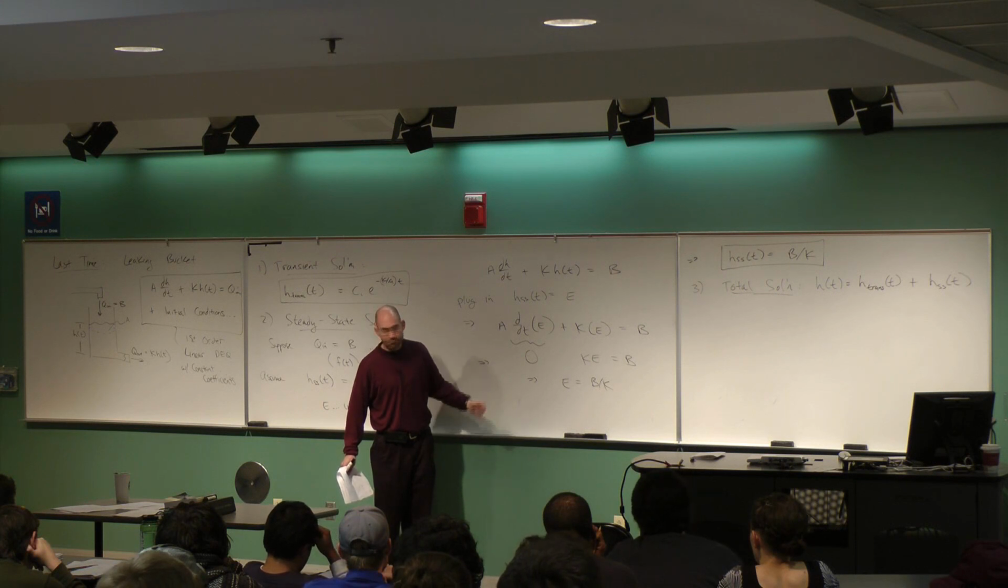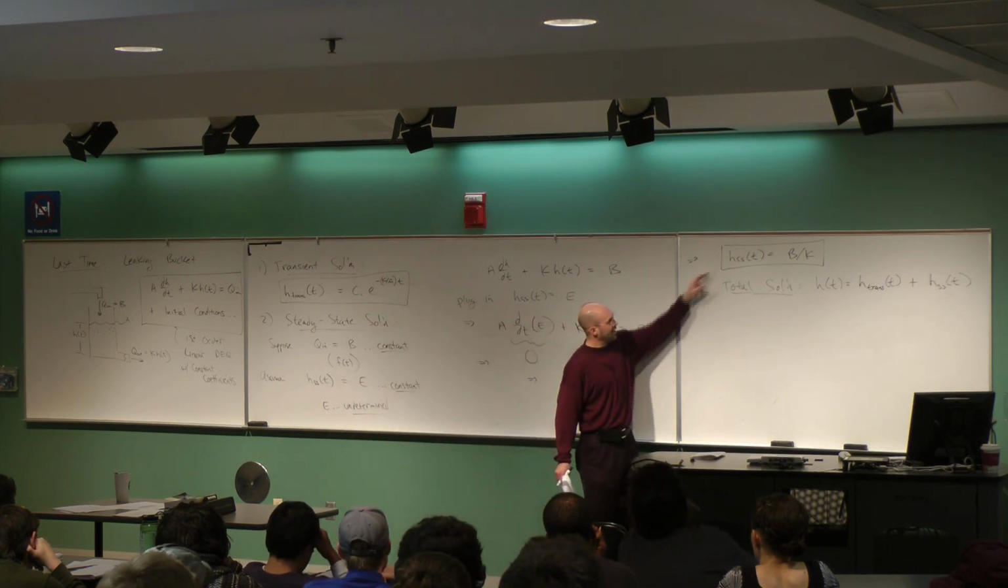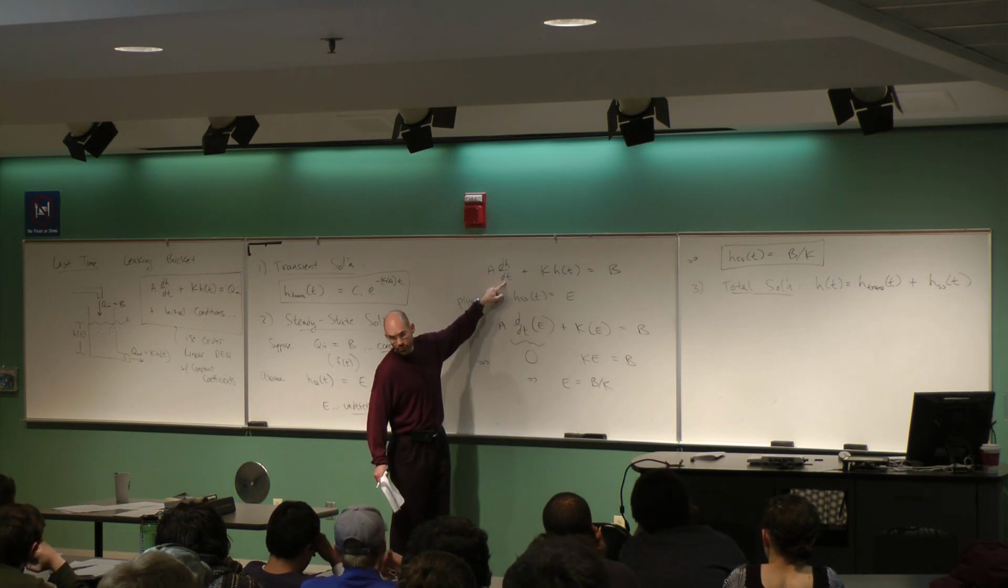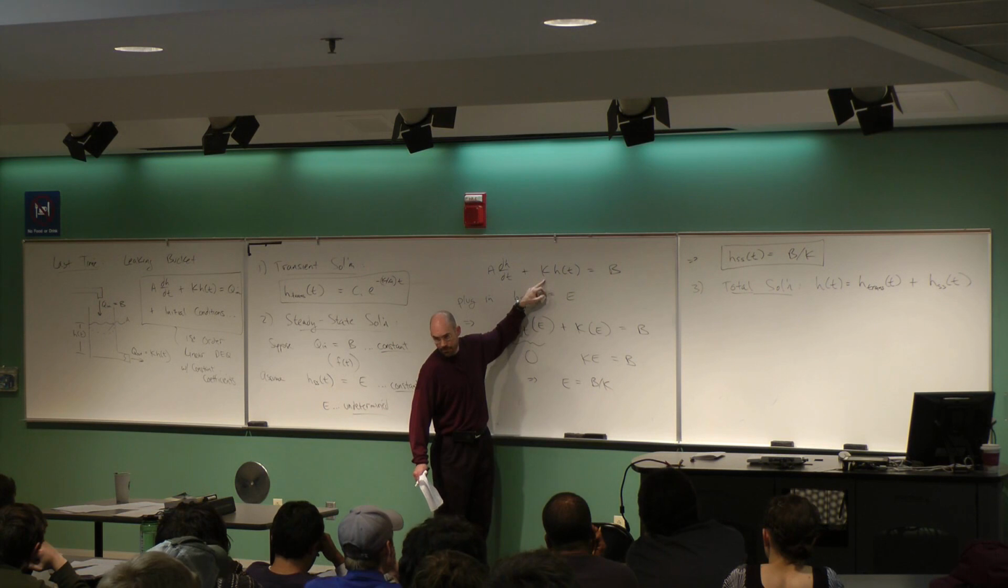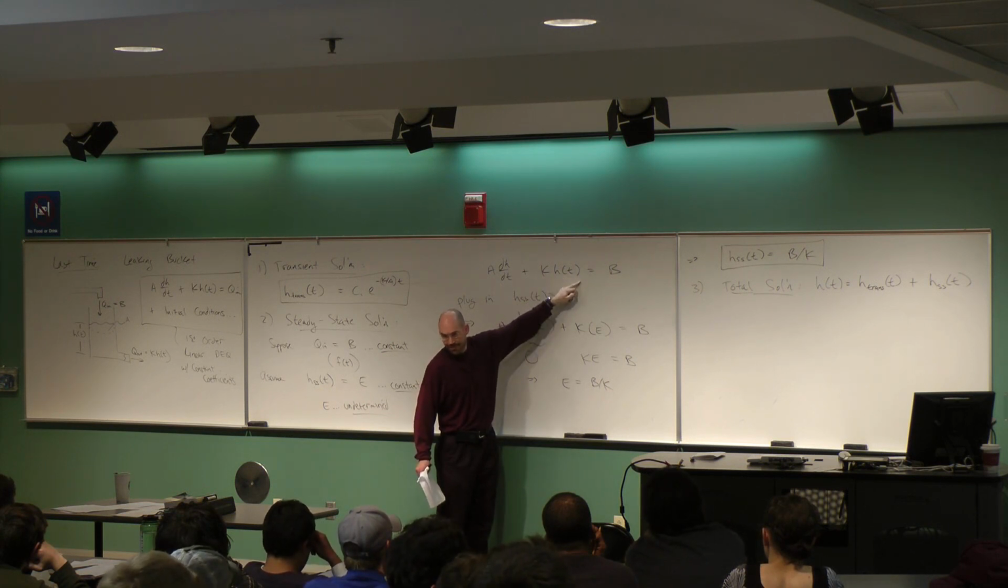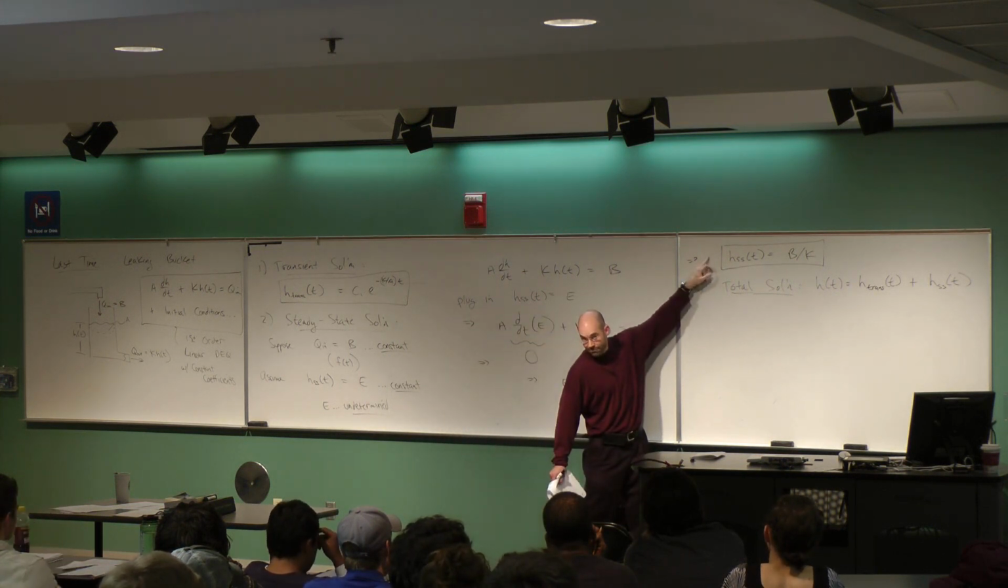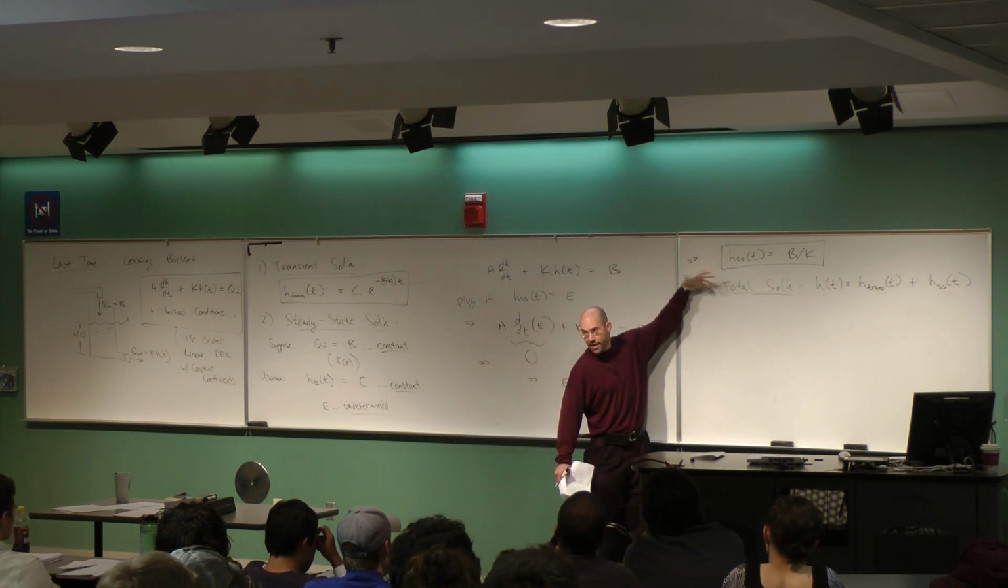Hey, we could check. Let's plug it in. A times the derivative of B over K. What's the derivative of B over K? 0, plus K times B over K. Do I get B? Yes. I better get B. That's how I found this. I found this so I would get B.